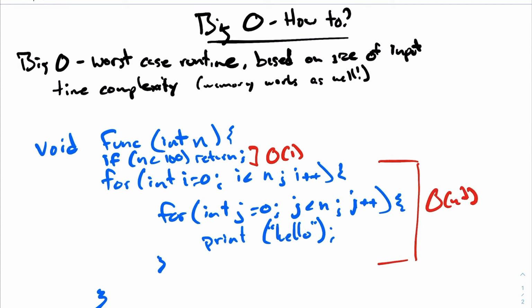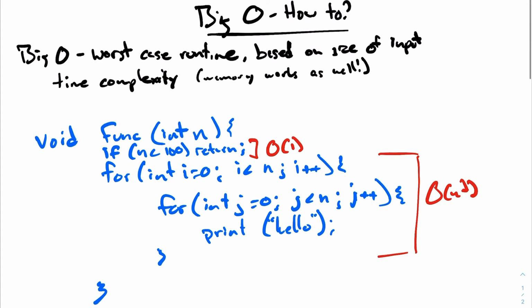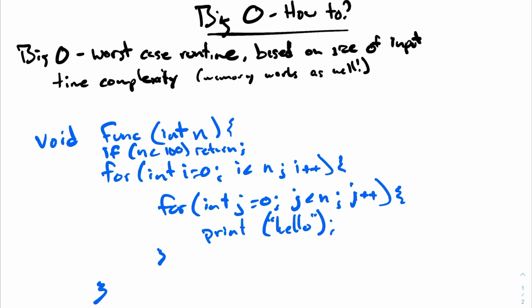Well, remember, big O is the worst case runtime. This thing, we don't care about that. This has no impact on the worst case runtime of this algorithm. This function is still n squared, right? This is still n squared. This does not matter, right? Keep that in mind. You're always looking at the worst case scenario, right?